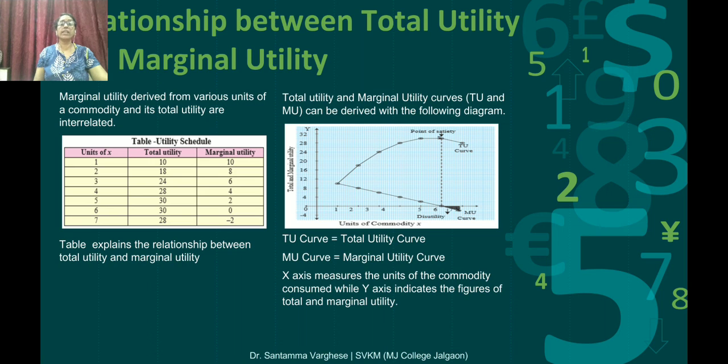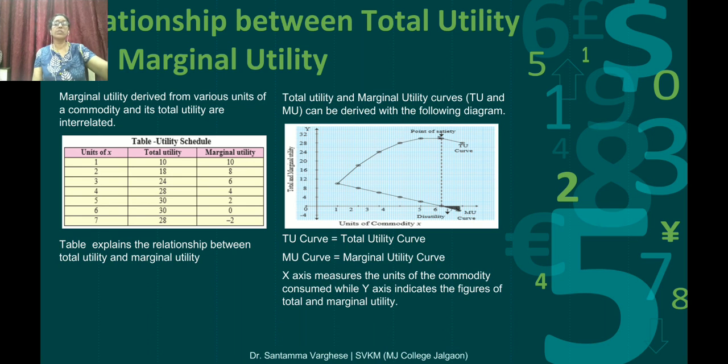So go through that, draw this, write this, and when I interact with you after completing the lesson, I will clear your doubts. But whatever is given, the features, the definitions, go through that and study in a proper way, it will be very easy for you. In the next part, we will study the law of diminishing marginal utility, and accordingly we will go through the lesson.